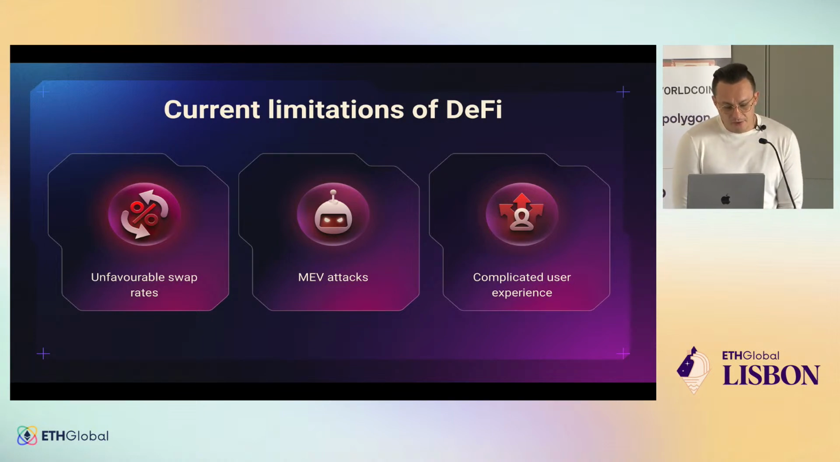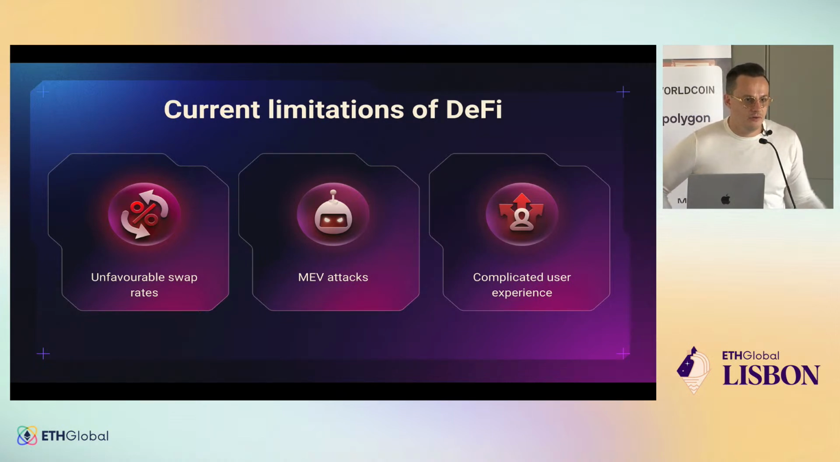But we have current limitations in the DeFi space. We have unfavorable swap rates. We have MEV attacks. I faced a really painful MEV attack last year when Ethereum dropped to 1,000. Because of tax reasons, I had to sell my Ethereum to buy again, to declare a loss in my tax report. And I was front-run. I lost 10 Ethereum. It was really painful for me.